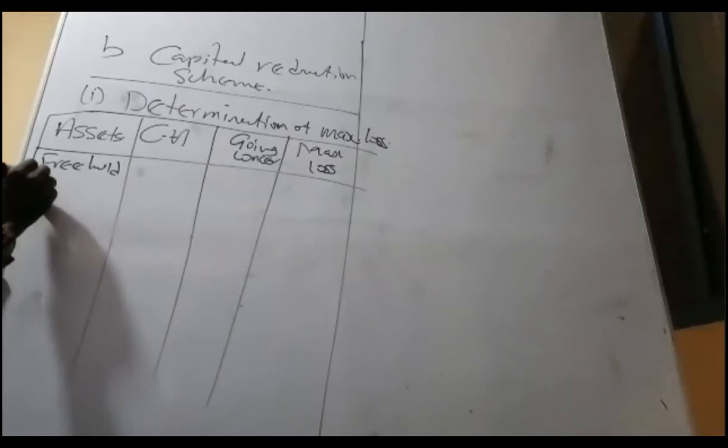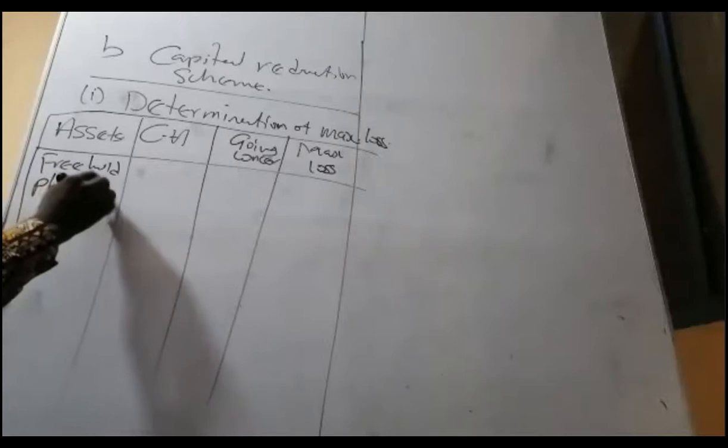So the first one, write all the assets except cash. So let's write all the assets. First, freehold properties together with their values. Then you go to plant and equipment. The next one is furniture. The next one is investment, right?